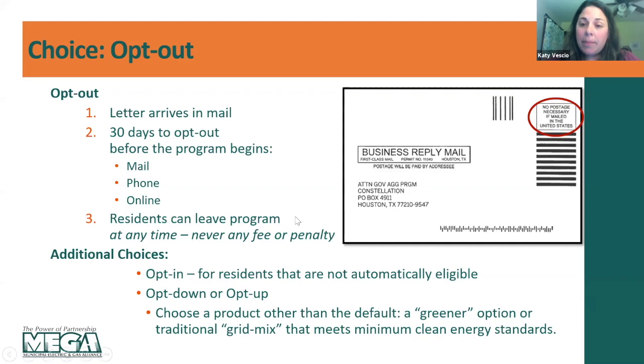You can have the choice to opt up, all right? So Nicole really underscored that point. CCA is all about choice. So you will have that flexibility as an individual resident to opt in or out, or opt up or down. So you have the ultimate say in the type of electricity you're going to buy, essentially.